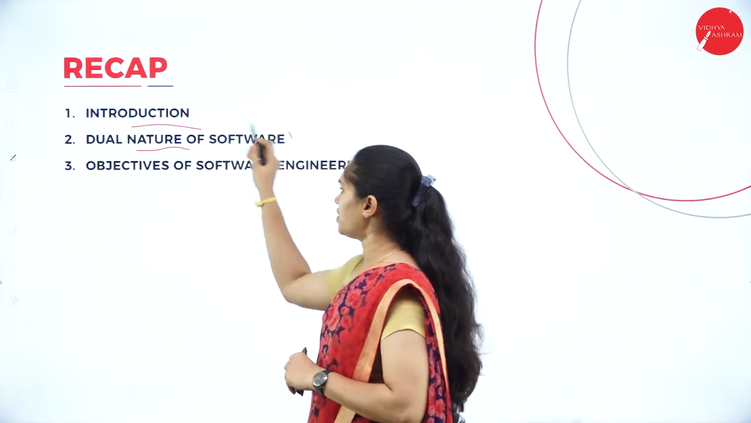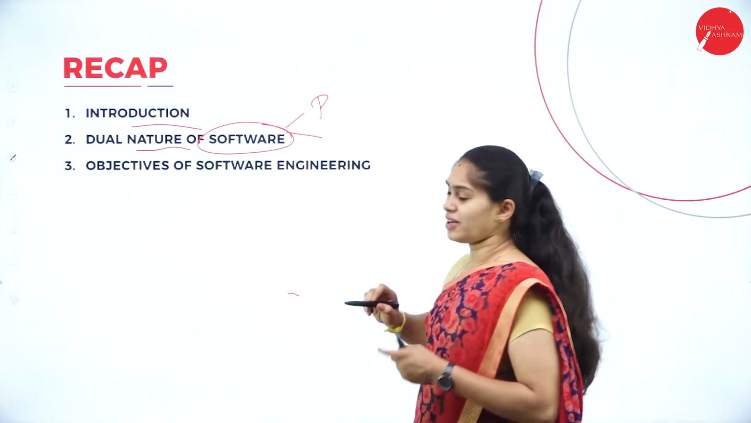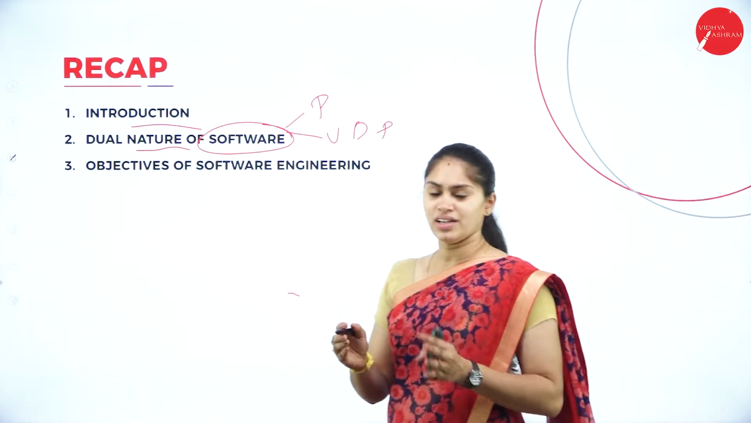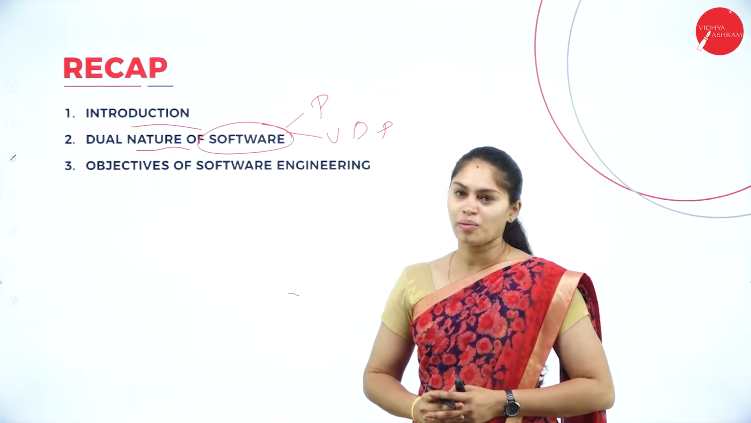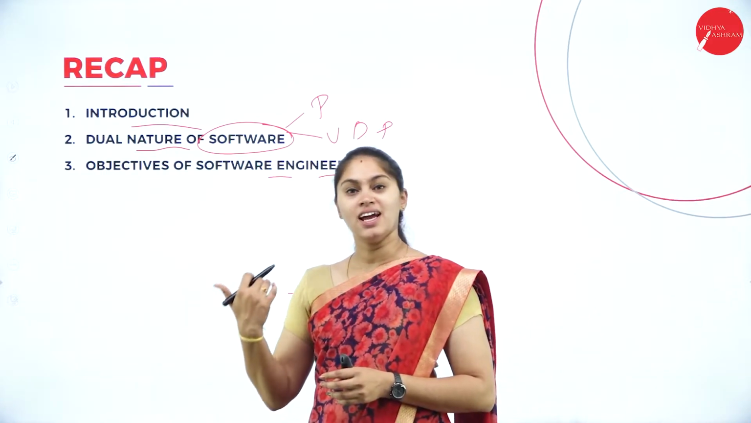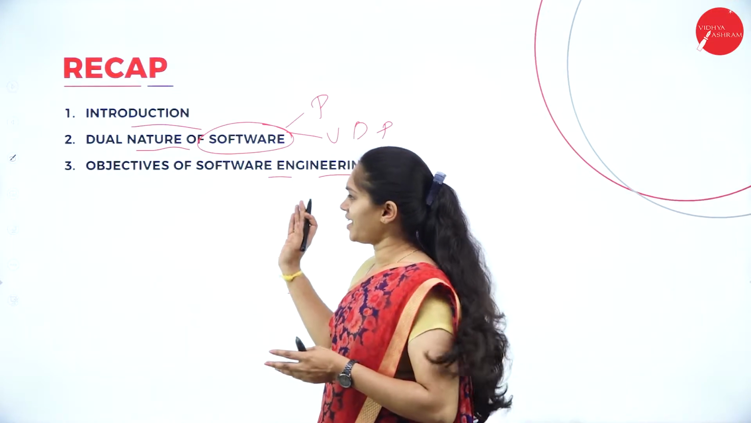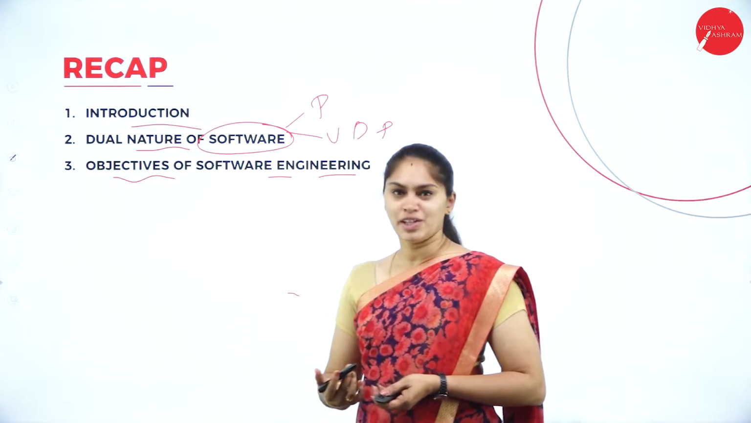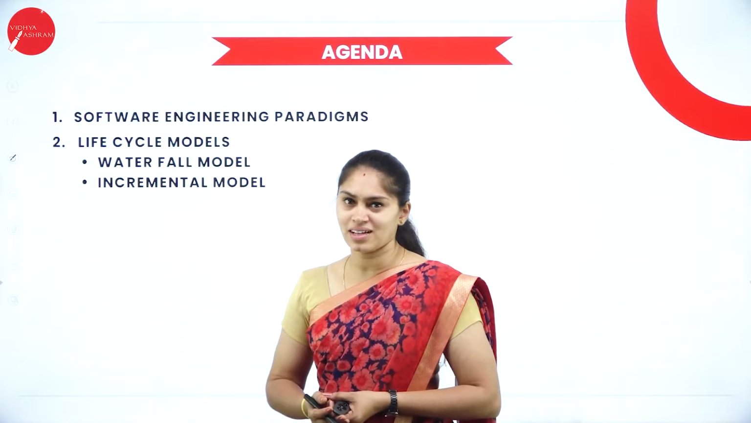We also discussed the dual nature of software. Software acts as a product, and it also acts as a vehicle for delivering that product. That is the dual nature of software. And we also discussed the objectives of software engineering: maintainability, adaptability, testability, scalability, all those abilities of software engineering that we discussed in the objectives part. So, in today's session, we'll see what strategies we have in order to implement that solution.